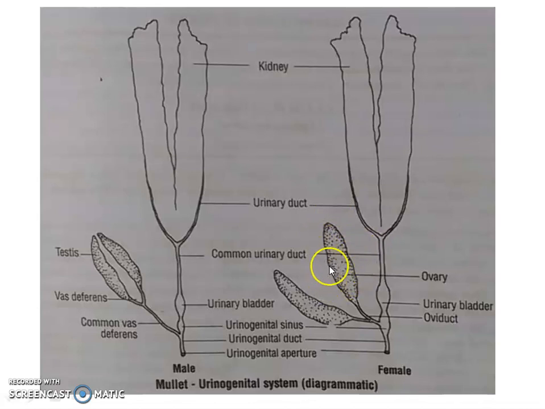Now, leading from each ovary is an oviduct. You can see a pair of oviducts over here. They join together to form a small common oviduct. The common oviduct opens into the urogenital sinus, and it opens out through the urogenital aperture. So this is with regard to the structure of the urogenital system.